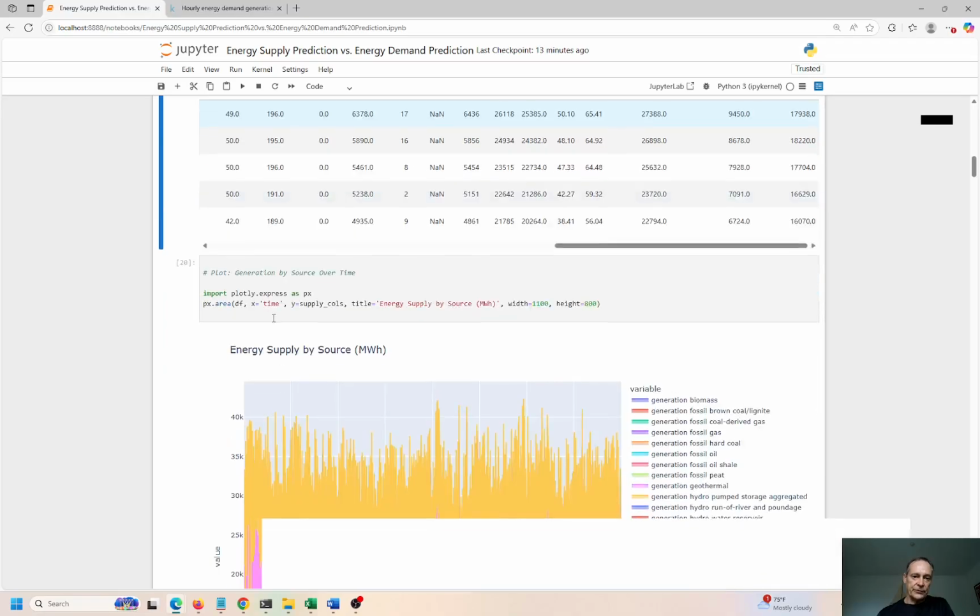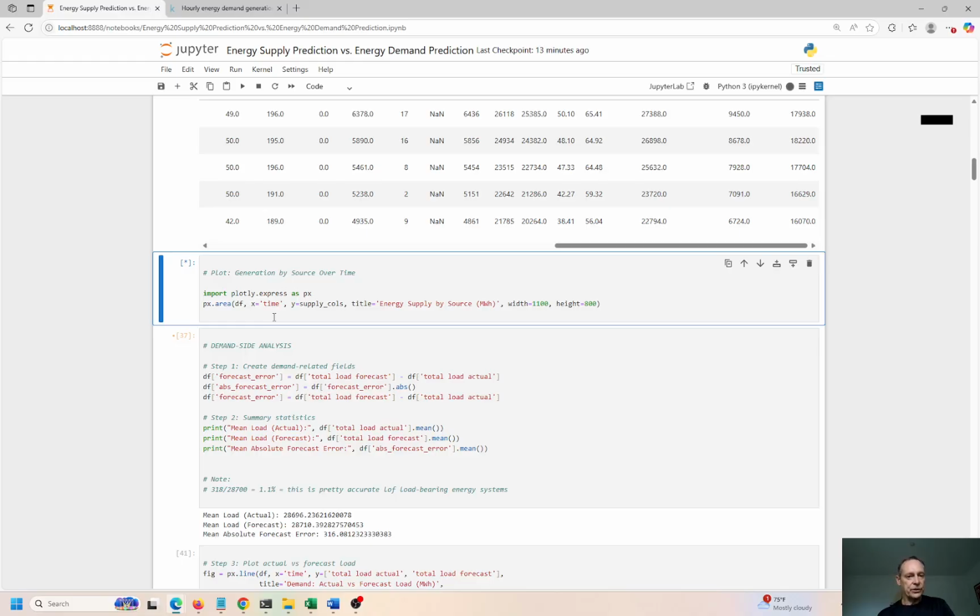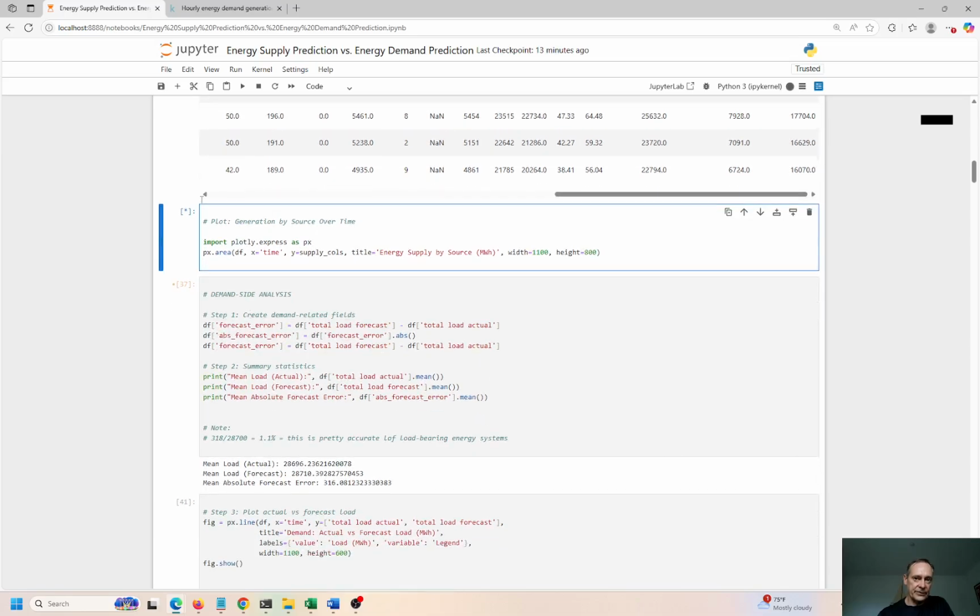Okay, so let's look at a generation by energy source over time. So the x-axis is going to be horizontal. The y is going to be the total megawatts of energy produced on the vertical axis. And let's take a look and see what that looks like.